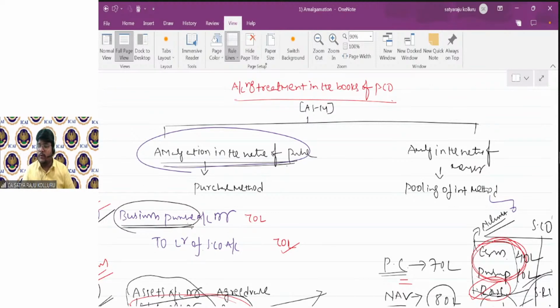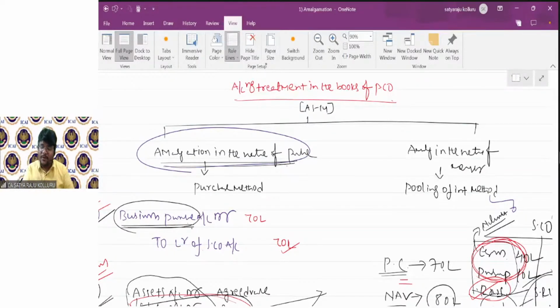So basically in the books of purchasing company, accounting treatment all depends upon the type of amalgamation. If the amalgamation is amalgamation in the nature of purchase, we adopt the purchase method. If the amalgamation is amalgamation in the nature of merger, we may adopt the pooling of interest method. In case of purchase method, the first entry is as usual business purchase to liquidator of selling company at the rate of PC.